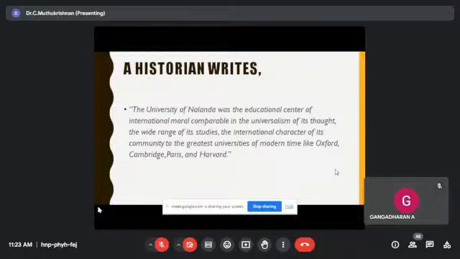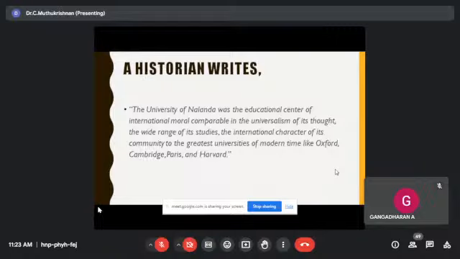If you have a chance, write this down, or read the quote about Nalanda University by a historian. The unknown historian writes: The University of Nalanda was the educational center of international moral, comparable in the universalism of its thought, the wide range of its studies, the international character of its community, to the greatest universities of modern time like Oxford, Cambridge, Paris, and Harvard. This is one of the finest quotes by a historian about Nalanda University.